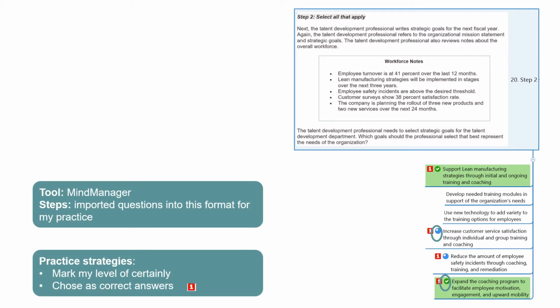To help me pull it apart, I put it into MindManager, so I just showed you that as the tool, and I imported them for my practice. And as a practice strategy, you can see that I marked my level of certainty there. It's circled, so you can see I was not quite sure on a couple, but then I chose as correct answers all of those that are marked as a 1. And they were indeed correct. But since I wasn't quite sure, I still wanted to understand how they were built to be the correct application.